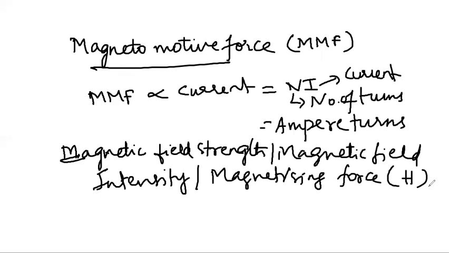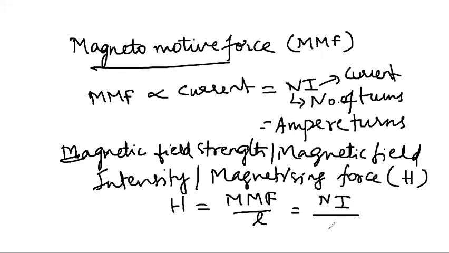So this parameter, magnetic field strength or magnetic field intensity or magnetizing force, is the MMF per meter length of the magnetic circuit. So we express H is equal to MMF by length. So which is nothing but ampere turns, Ni by L. So its units are ampere turns per meter.